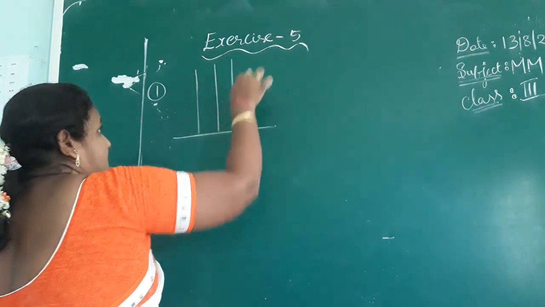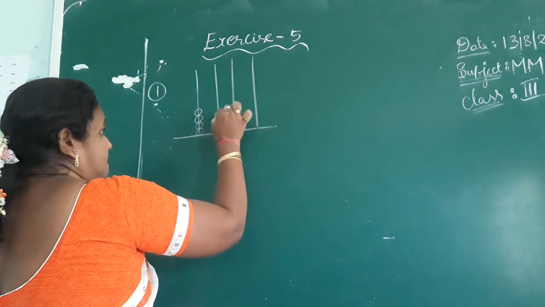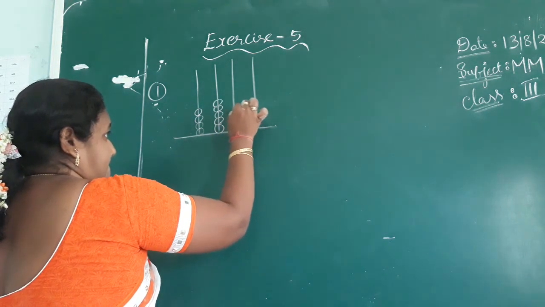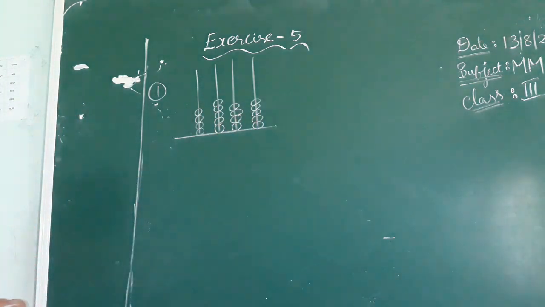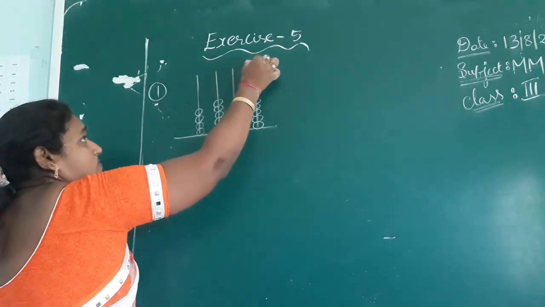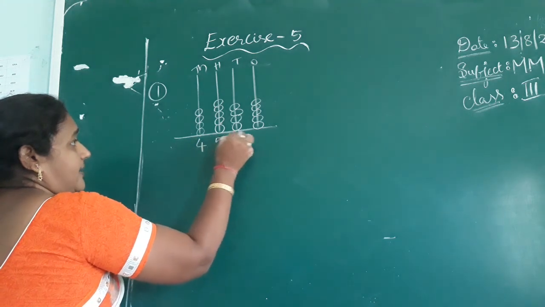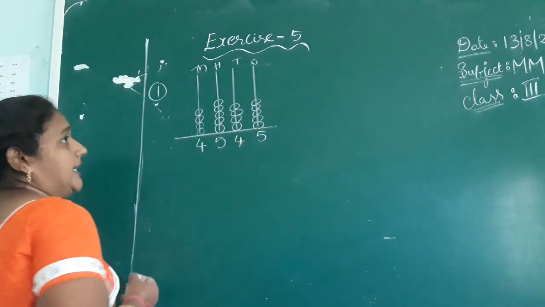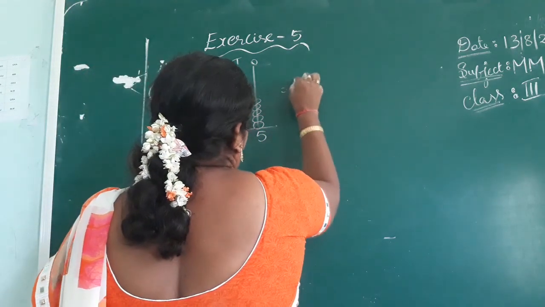See the abacus given for us. See this number, and they are asking us to write the number name in words. See how many beads were given. What are the place values? I will write on the spokes: ones, tens, hundreds, thousands. 4,000, 500, 4 tens and 5 ones. Now they are asking us to write the number name of this one. What is the number?